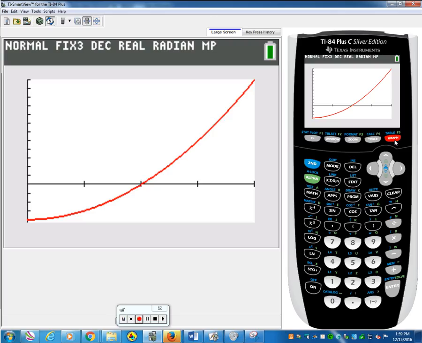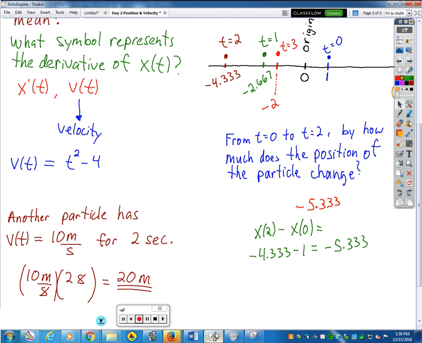It seems like it should be easy because we just wrote: if a particle has a velocity of 10 meters per second for 2 seconds, after 2 seconds the change of position will simply be 20 meters. Give me 1 or 2 if that makes perfect sense.